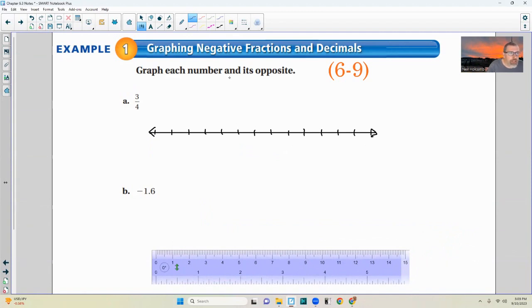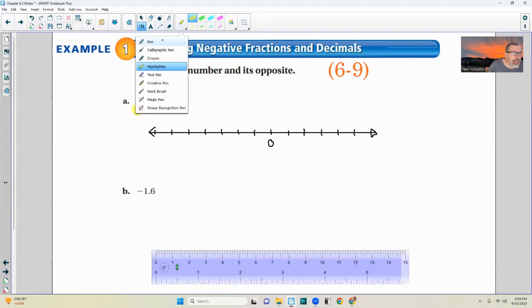All right, so I want to graph a positive and a negative. So we do want 0 in the middle. I'll put 0 here. It's pretty close to the middle, maybe off to the right a little, but that's good. Now, the next thing we want to look at when we are graphing fractions is the denominator. That is what we're going to be counting in. So in this case, we're going to be counting in fourths.